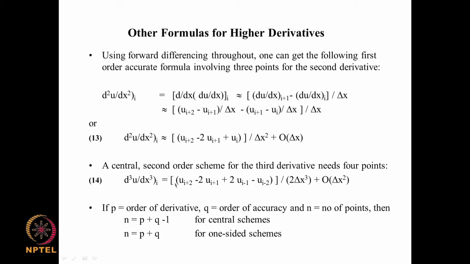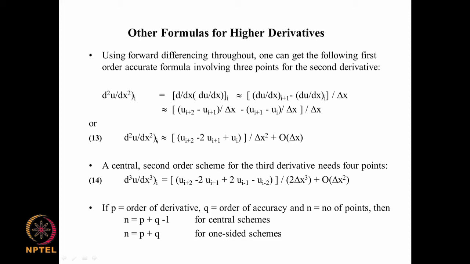And you can see that here we again have, for the third derivative at I, a second order accurate approximation involving 4 points: I plus 2, I plus 1, I minus 1 and I minus 2. So that is symmetric around point I, and that gives us a second order accurate approximation.